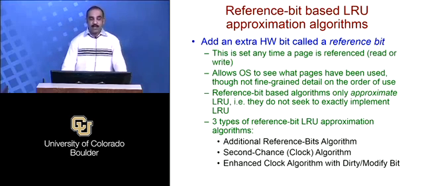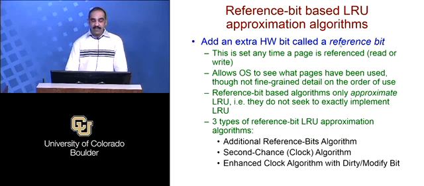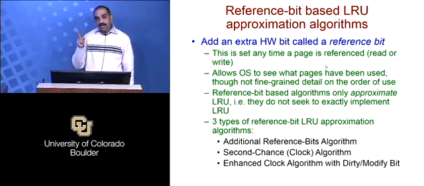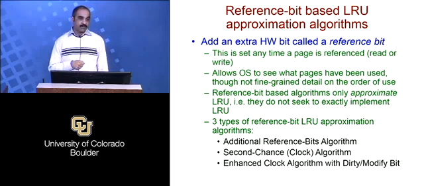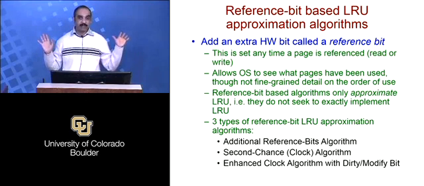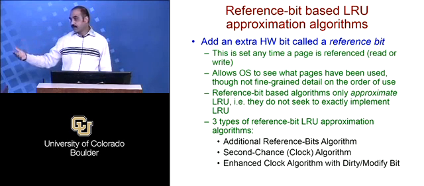Okay. Now, in order to implement approximate LRU, there is an additional hardware bit that is provided, called a reference bit. Okay. It's a single bit, and all it tells you is whether a page was referenced or not. So 0 means the page hasn't been referenced. 1 means the page has been referenced.